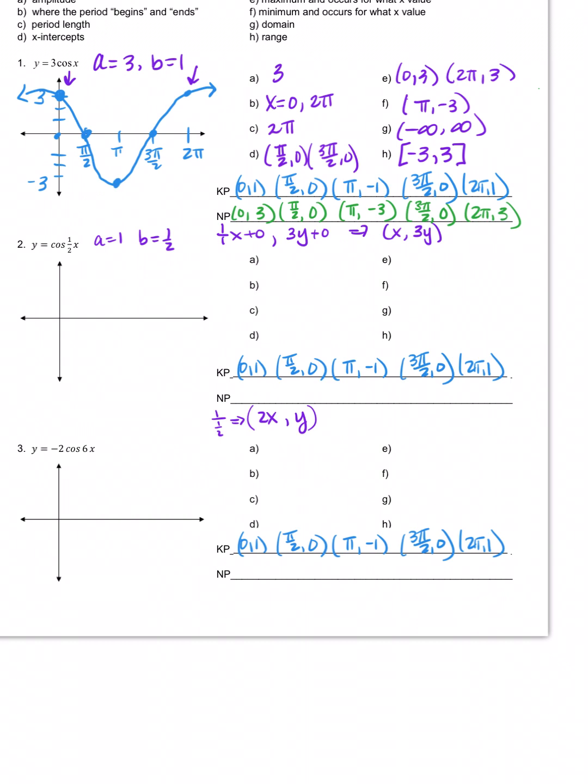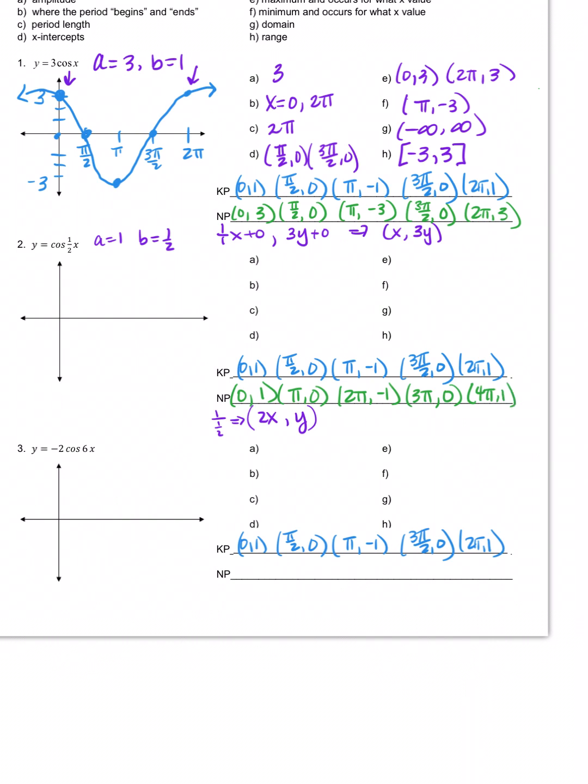So let's do that. X values, so 0 times 2 is 0. Y stays the same. Pi over 2 times 2 is pi. Pi times 2 is 2 pi. 3 pi over 2 is 3 pi. Notice the pattern here. It's just going up by 1 pi, isn't it? So this would be 4 pi, 1.